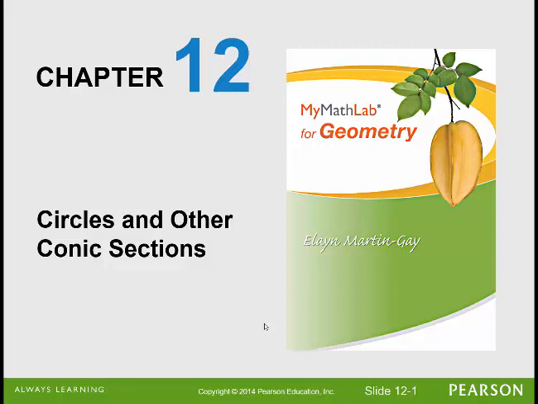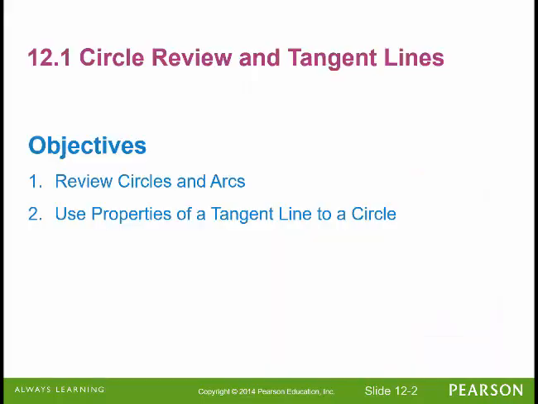We'll talk about circles and other conic sections. In this section, we'll start in section 12.1, which is circle review and tangent lines. We only have two objectives in this section, and that's to review circles and arcs and to use the properties of a tangent line to a circle. While there's only two objectives, this lecture is going to be on the longer side. So let's jump right into it.